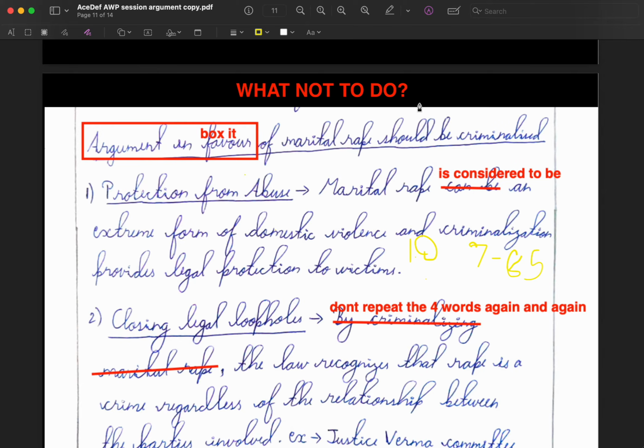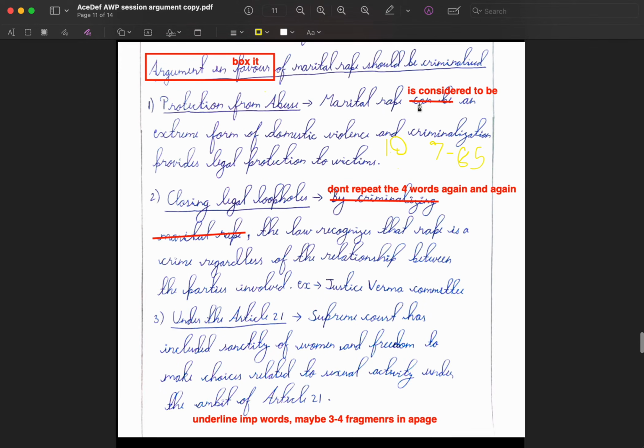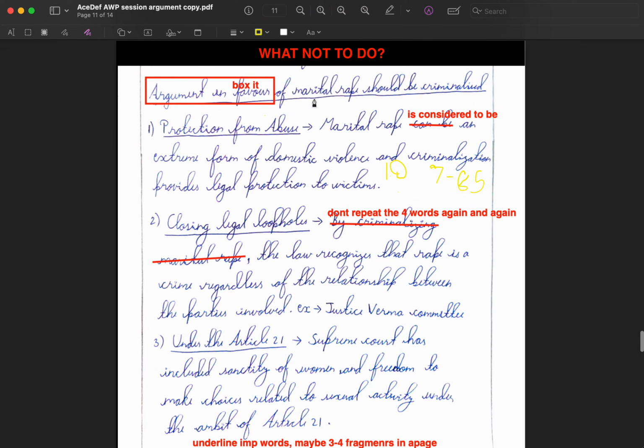Another point to focus on, what not to do, is not to put the unimportant points first. Suppose there is an argument in favor of marital rape should be criminalized. Now, protection from abuse is obviously the first point, but under Article 21 is a constitutional thing. And it is very important because it is the right to life. This point can be placed above at number 1 or number 2. That is okay. But closing legal loopholes is not the first thing. So that can be shifted downstairs. So you need to arrange the points in the correct order.